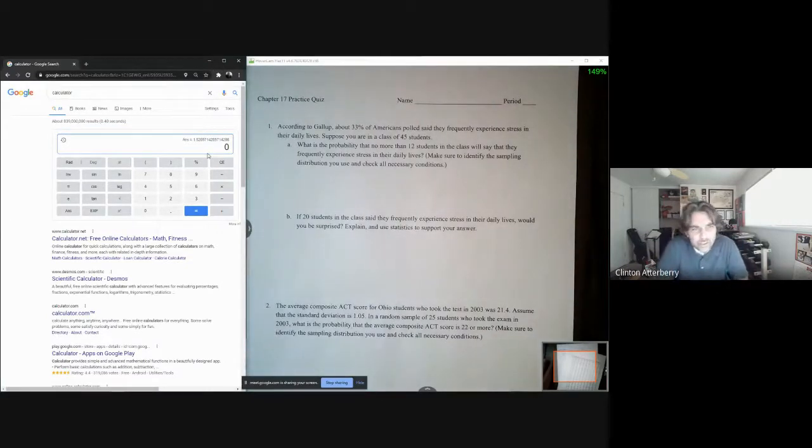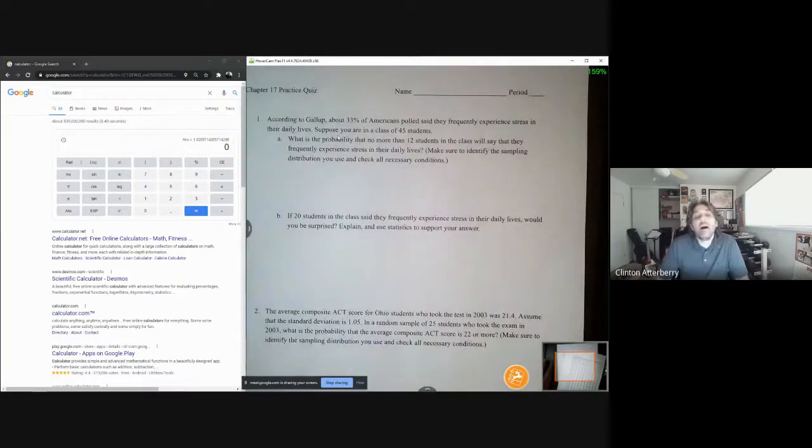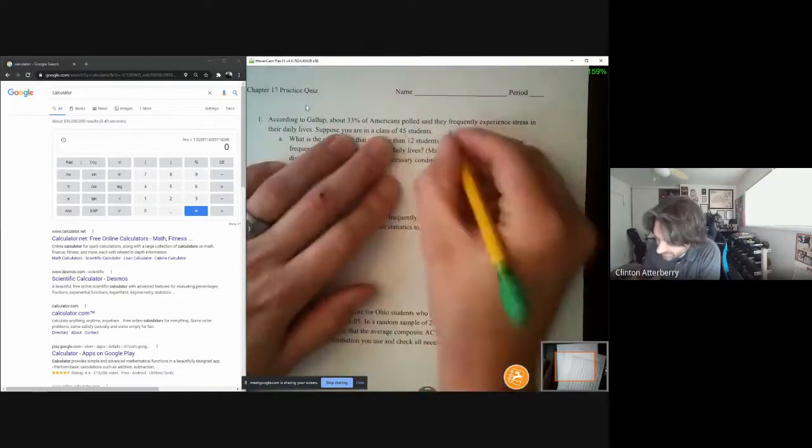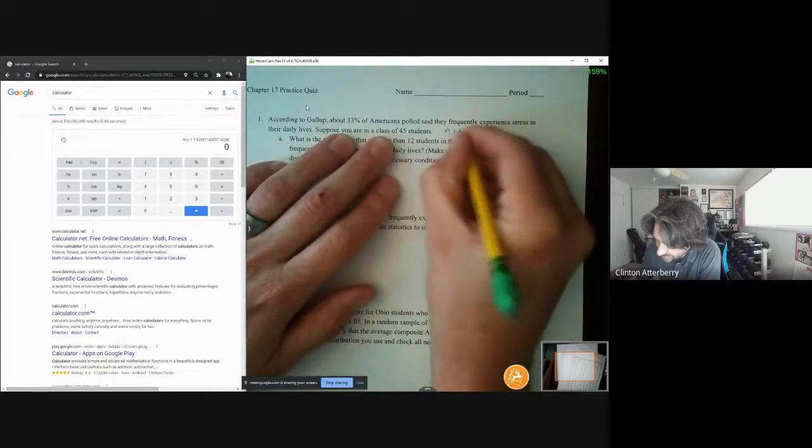So question 1 says, according to Gallup, which is a company that does a lot of surveys, about 33% of Americans polled said they frequently experience stress in their daily lives. Suppose you're in a class of 45 students. Okay, so I'm going to stop right here and go through what we have. We have 45 students, so our N value equals 45.